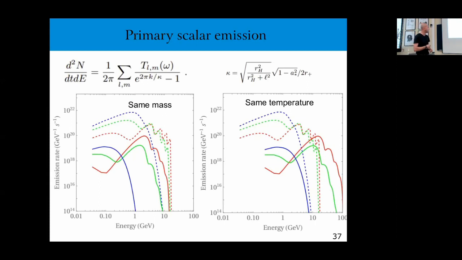And as you can see, the emissivity of the scalar particle has different orders of magnitude. And this is again stated by the differences in the surface gravity, while the difference in shape is coming again from the gray body factors. And as you can see, same temperature and same masses have two very different profiles.